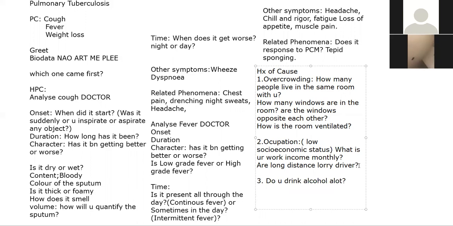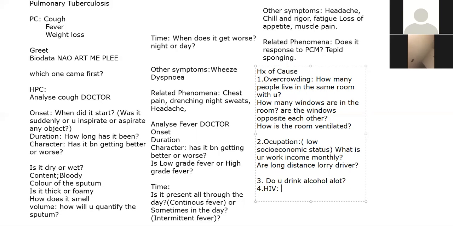So apart from alcohol drinking, what other causes of TB again? What other causes of TB, pulmonary TB? HIV can cause it. Of course, HIV. I said it the other time. HIV, you're right. So how do you want to ask the patient for HIV? Have you ever been diagnosed of HIV?